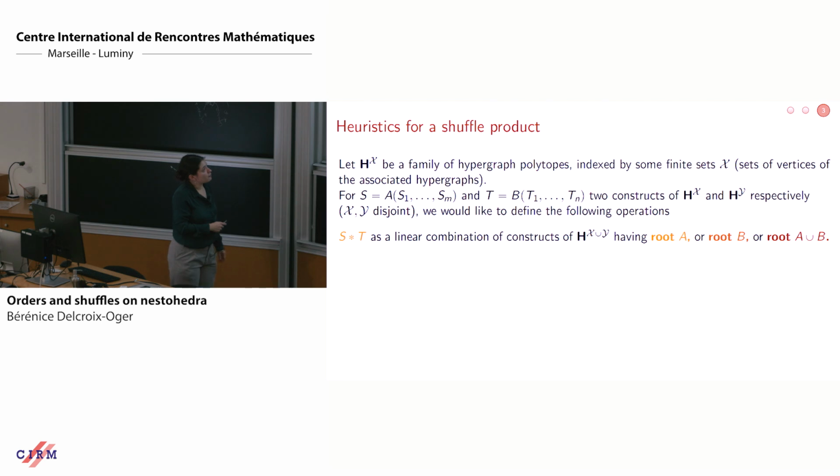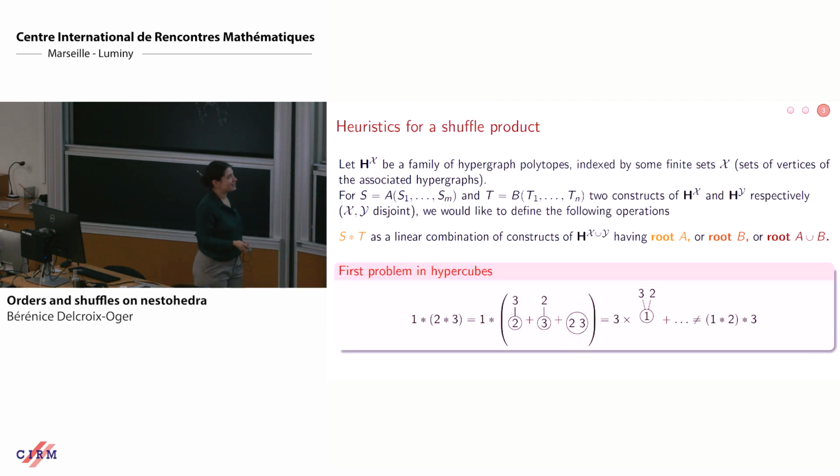So first, our heuristic on the shuffle product was that we wanted to define a shuffle product of two constructs as a linear combination of constructs having root A or root B or both roots. And the natural thing to do is just summing all these things, but it doesn't work for hypercubes.